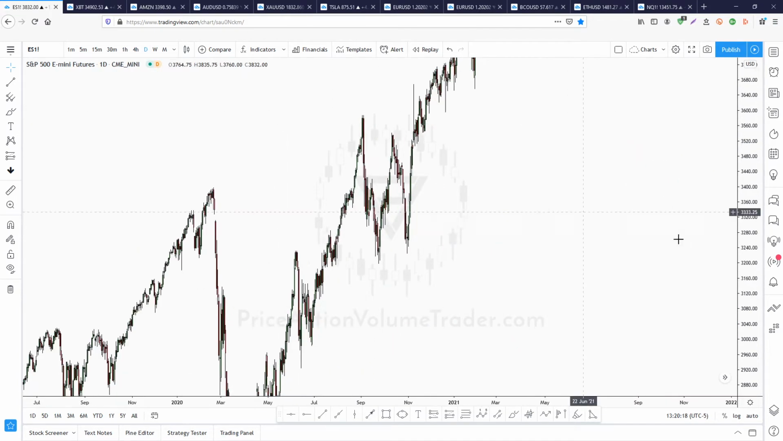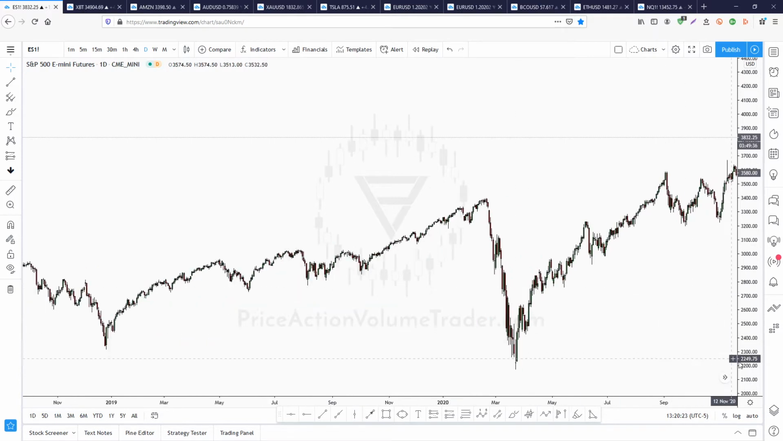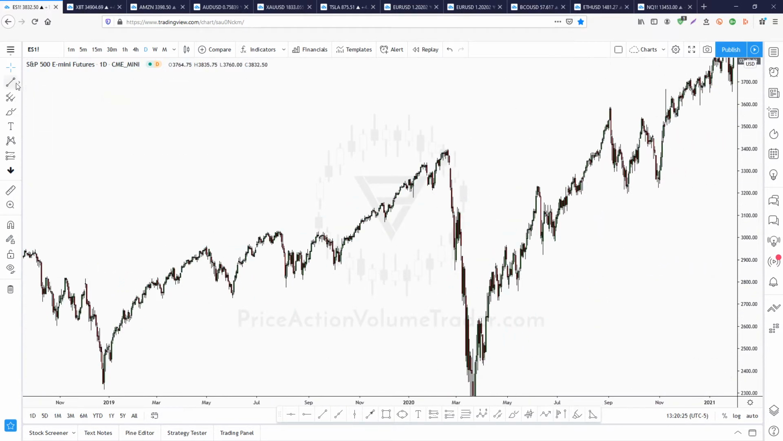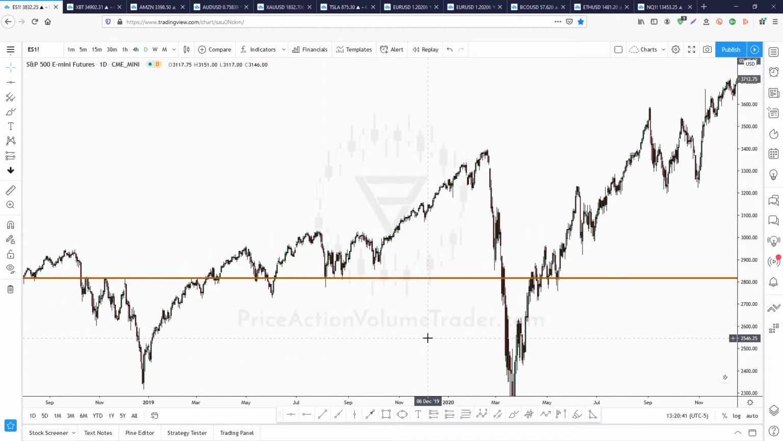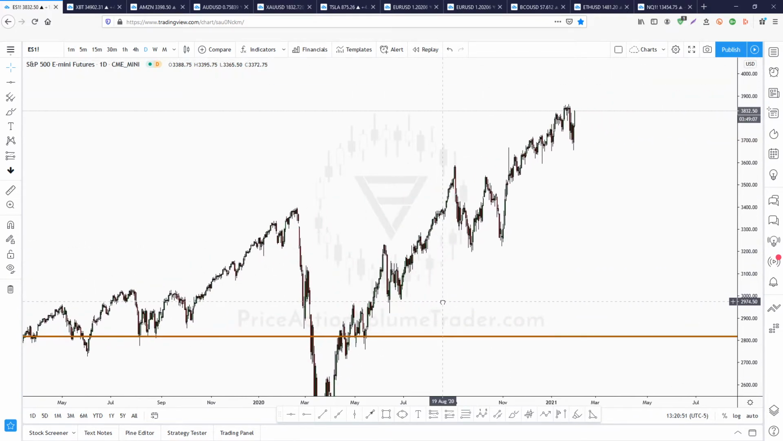Here let's go into a daily chart, and then we can identify here. Let's use a horizontal line. Let's make it thick. So here, for example, we can see just overall a strong support level. Even though it was exceeded back here, we can see how it continued to be respected.